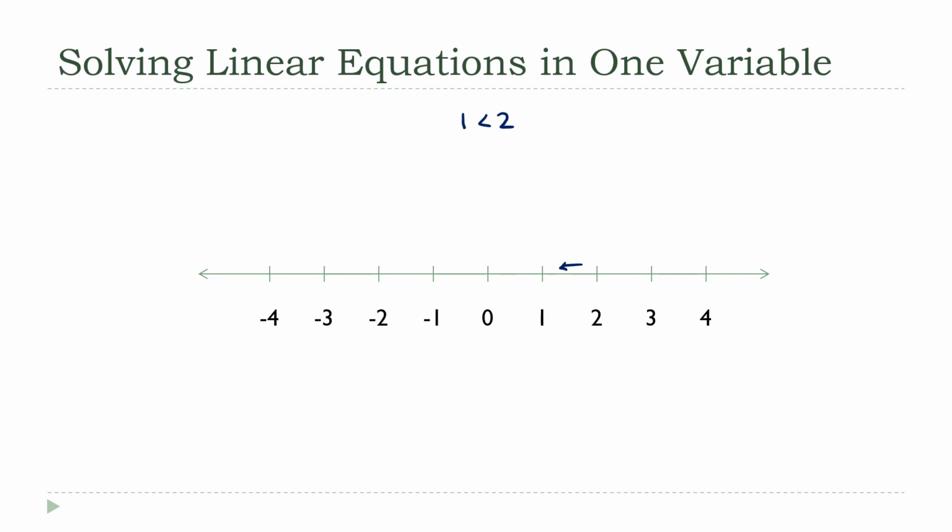Okay, fine. Now, what if I multiply both sides of this inequality by negative 1? Right, if I do that, what happens? Well, this becomes negative 1 is less than negative 2, and that is incorrect. You can see if you look down at the number line here, negative 2 is to the left of negative 1. So negative 2 is the smaller number. So that is not correct.